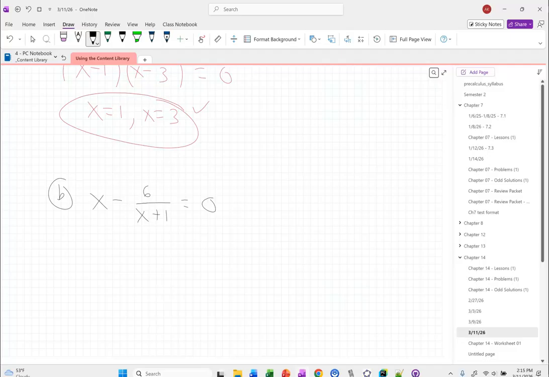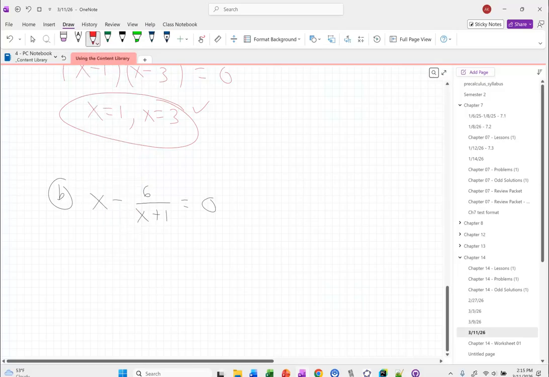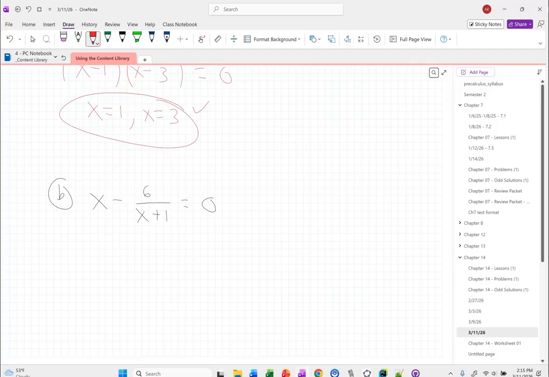So here we have x minus 6 over x plus 1. Is this a rational equation, first and foremost? Yes. How do I know? There's an x in the denominator. How do I solve a rational equation? Multiply by the least common multiple of the denominators. That is our answer every single time. That is called clearing fractions.